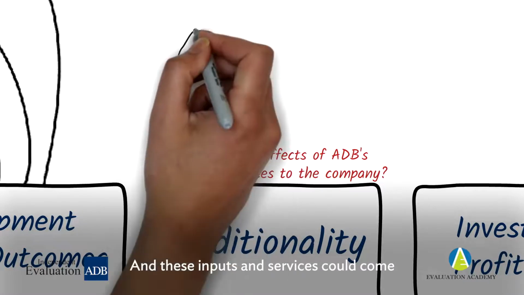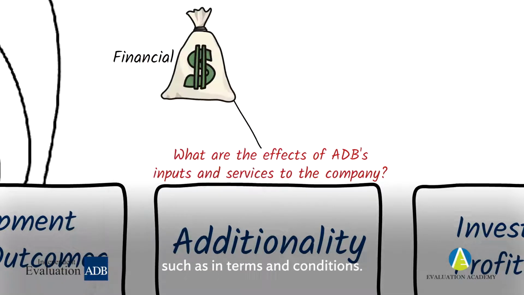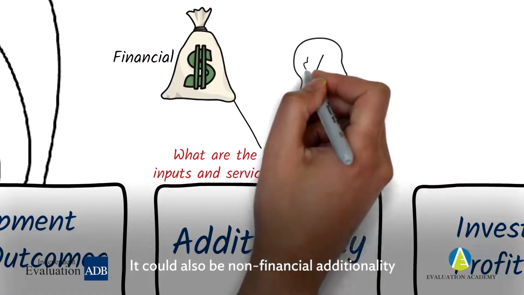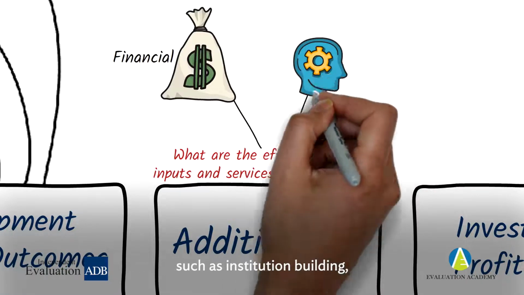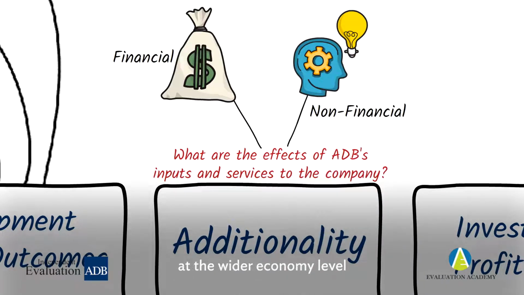And these inputs and services could come in the form of financial additionality, such as improved terms and conditions. Maybe an investment could happen with a longer tenor for the loan, that otherwise doesn't exist in the market, and that could be financial additionality. It could also be non-financial additionality, such as institution building, corporate governance improvements at the company level or at the wider economy level that will help facilitate this investment. So together, financial and non-financial additionality are combined to come up with an assessment of additionality.